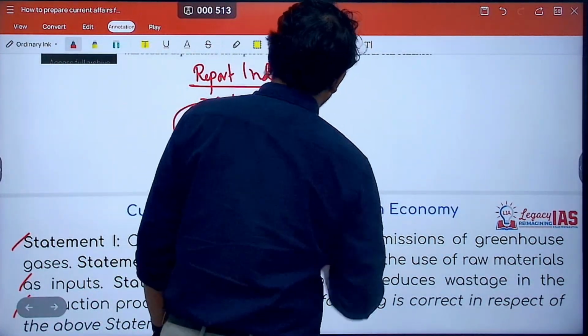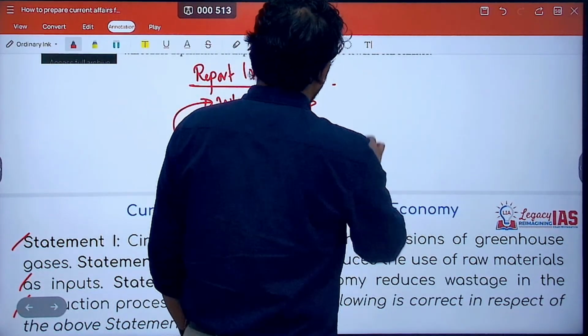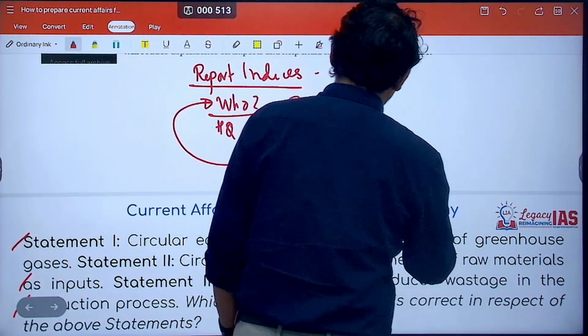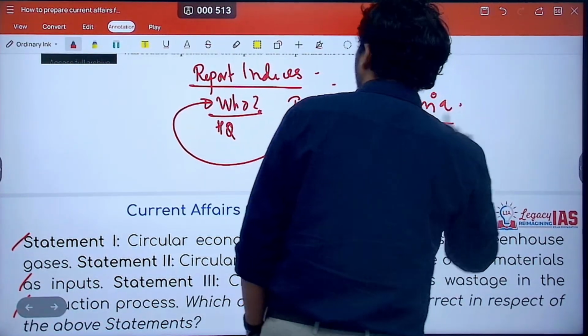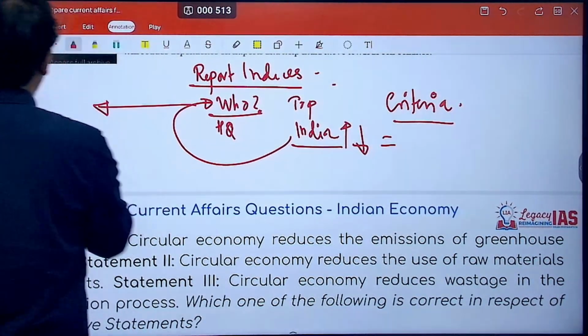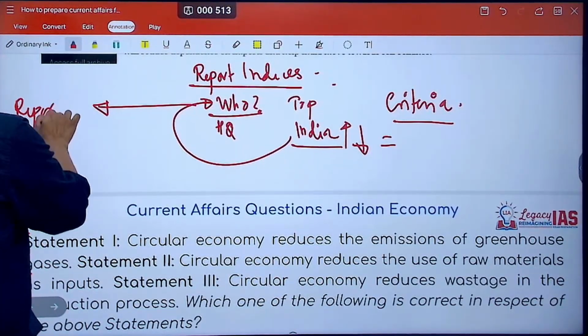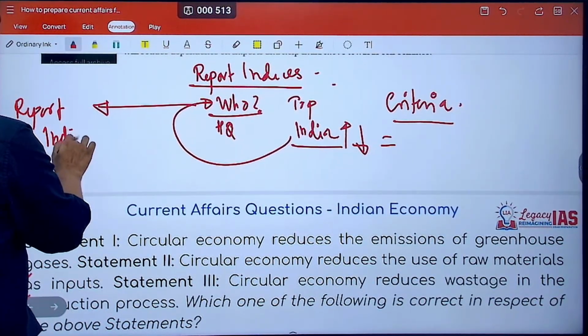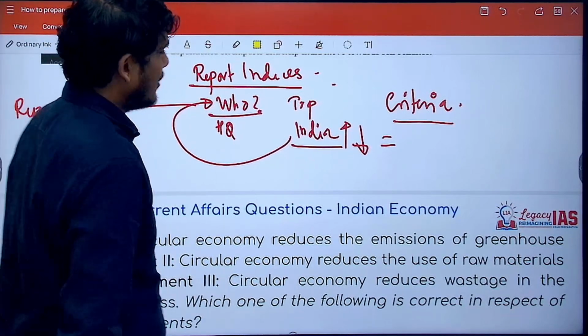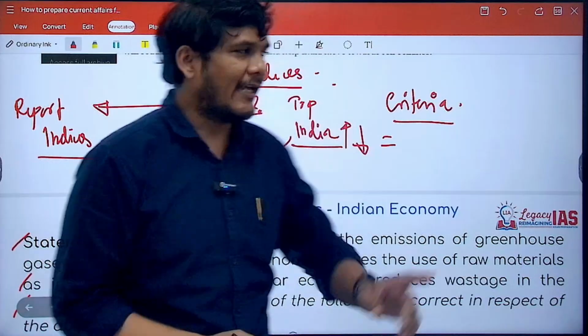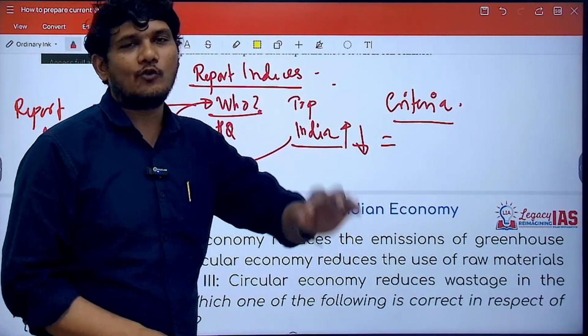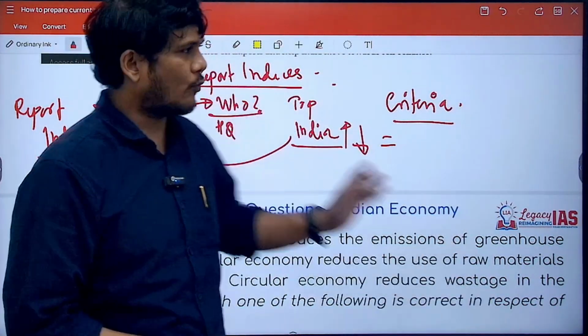Is India in the report? What is India's ranking? Has it increased? Has it reduced? Has it remained the same? The criteria based on which the report is given, and what other reports and indices are brought out by this particular organization. If you do this, you don't have to do anything else. In this way, you should be able to solve any question that is asked on reports and indices.